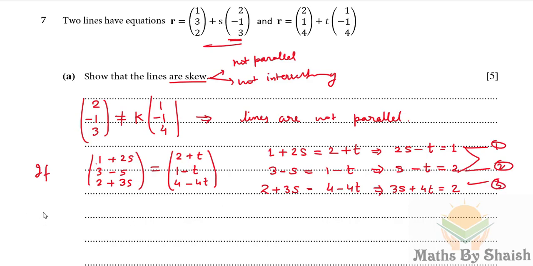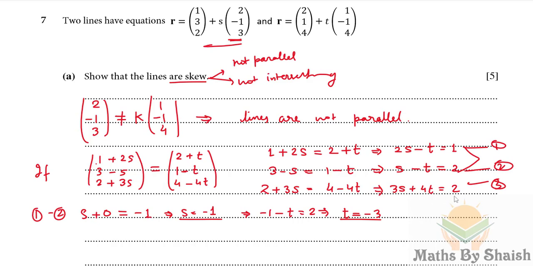So from the first and second, we subtract them: 1 minus 2. We get 2s minus s is s, minus t plus t is 0, and 1 minus 2 is minus 1. So we got s as minus 1, and we replace minus 1 here, so we get minus 1 minus t equals 2, so t becomes minus 1 minus 2, that is minus 3. Now we got s is minus 1 and t is minus 3.